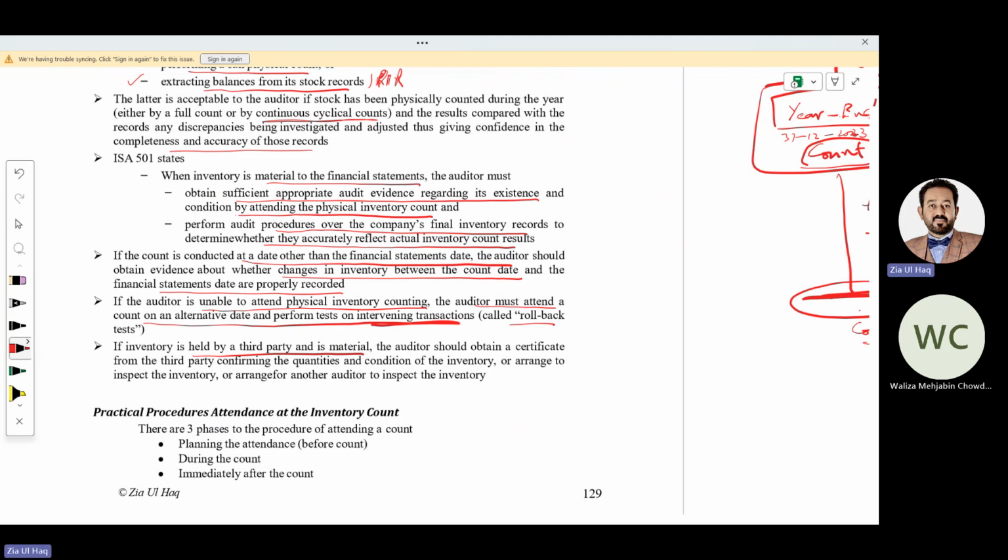So if the inventory is held by a third party and is material, the auditor should obtain a certificate from the third party confirming the quantities and condition of inventory, or arrange to inspect the inventory, or arrange for another auditor to inspect it. Meaning, ask their auditor to confirm the inventory count and give us a report, or take a certificate from the third party that they are holding this many units of our current inventory.